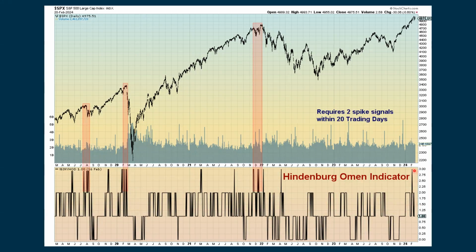And when we spike up the way it is right now, that's the warning sign number one. Now, what we need to watch for is another signal within the next 20 trading days, which is roughly a month.